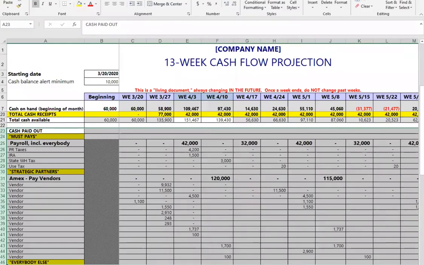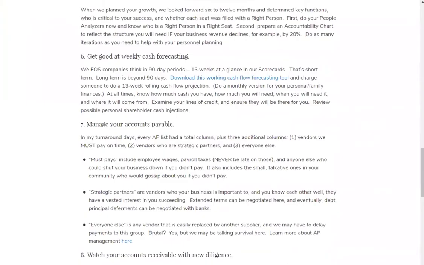So I want to talk briefly about that because that's where I explained what must pays are, strategic partners, and everybody else. So briefly looking back at it, manage your accounts payable, step 7. This came from my turnaround days where you had to take your accounts payable and you divided them into 3 categories to figure out who must I pay. Because must pays are anybody that could technically shut you down if you didn't pay them. Employees, payroll taxes. I want you to put payroll taxes into that category because the government is horribly severe when you don't pay your payroll taxes.